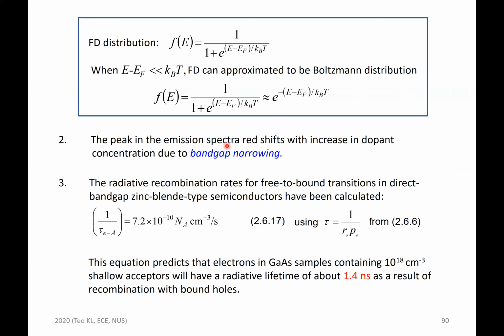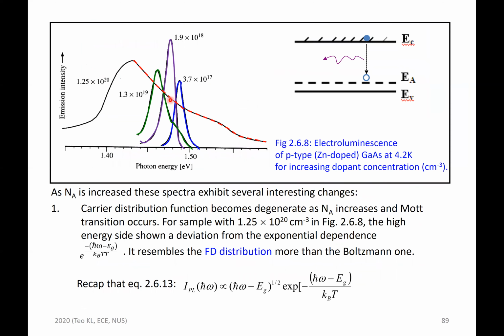So the peak in the emission spectra shifts, that means shifts to a longer wavelength or smaller photon energy, with increasing doping, due to the band gap narrowing. So it shifts to a lower photon energy.